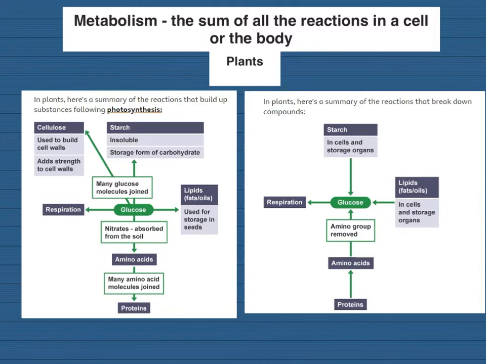Okay, so in plants, you've got a summary of the things that build up substances following photosynthesis. So we've already discussed those things. In other words, what glucose is used for, and that's a summary. And then in plants, where it breaks down things. So for example, starch can be broken down into glucose and lipids into glucose. Glucose can be used for respiration, and also proteins, the breakdown of proteins into amino acids, and they're removed to produce glucose.